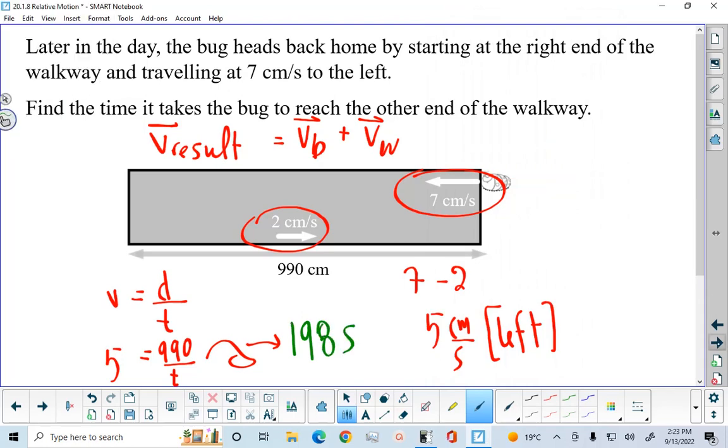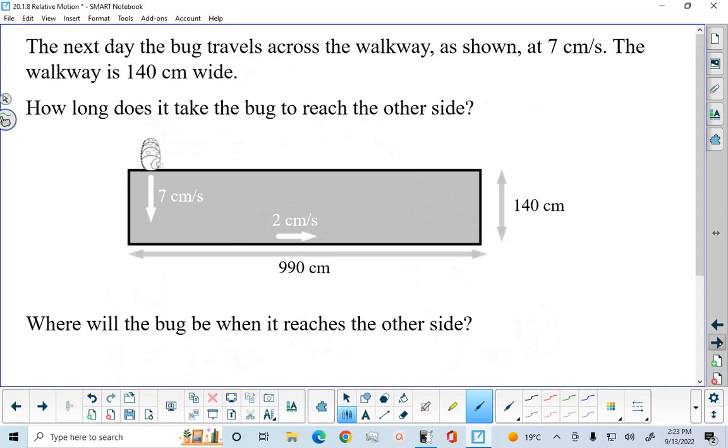And now we're going to have a totally different question with Mr. Bug here. The next day the bug decides to travel across the walkway. And the bug is traveling towards the bottom of the screen here at 7 centimeters per second, and the walkway is 140 centimeters wide. So I have added, everybody, this piece of information. And the question is, how long does it take the bug to reach the other side?